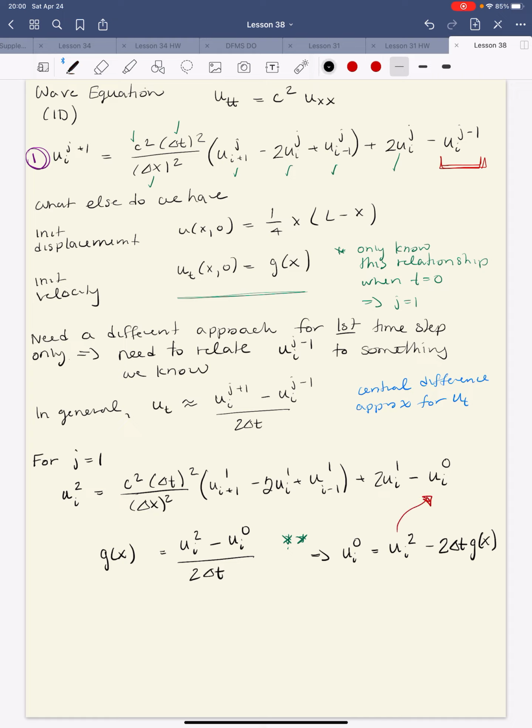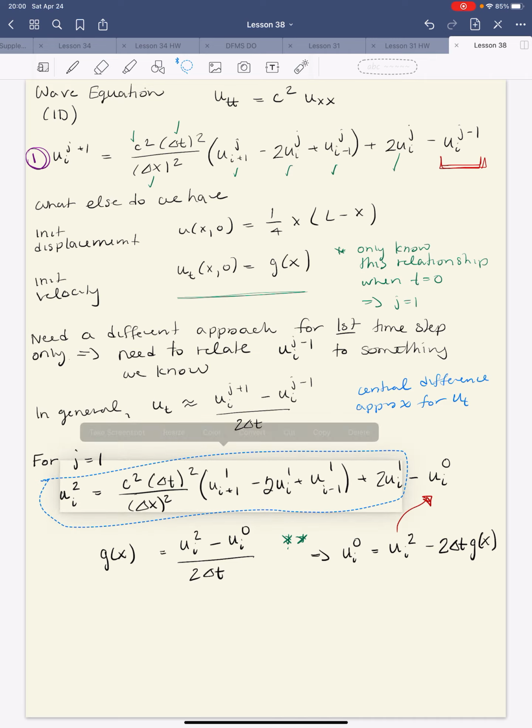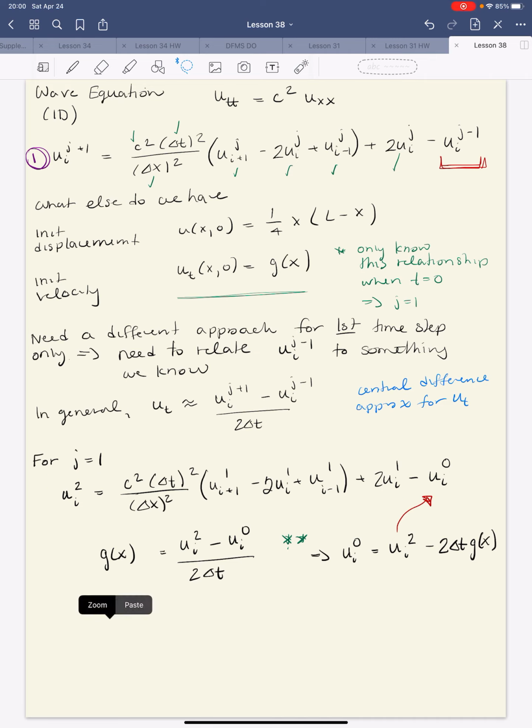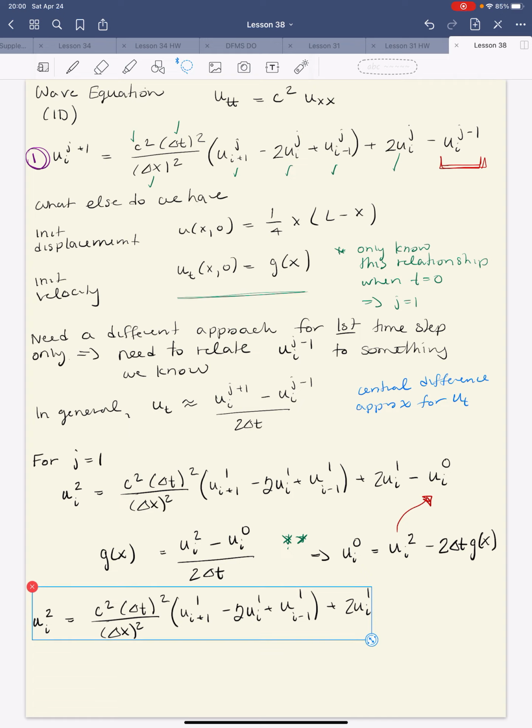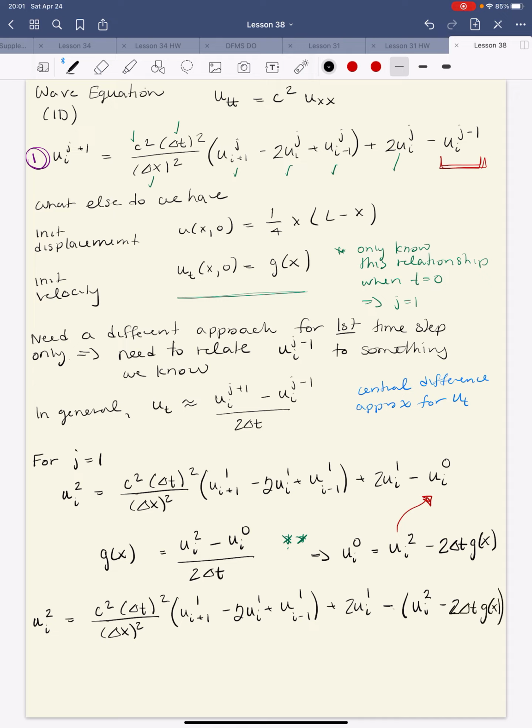Okay, so just to save myself a little bit of time, which I'm sorry about, since you can't do that, I'm just going to pull this equation down here and then plug in. So be careful of the signs. It's minus u sub i2 minus 2 delta t, minus 2 delta t g of x. Okay. So this is fine.